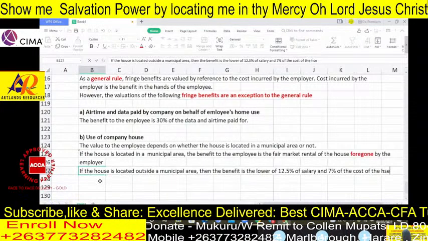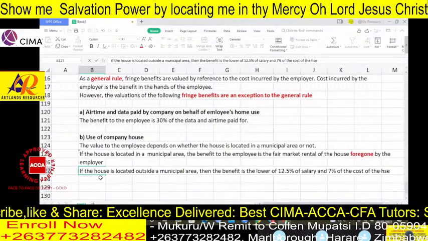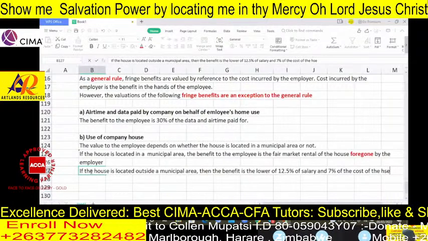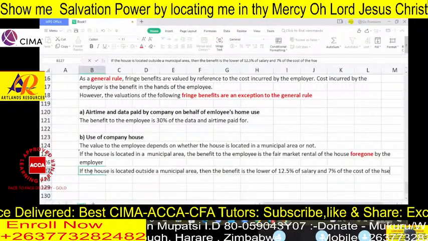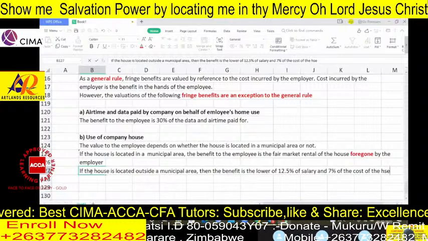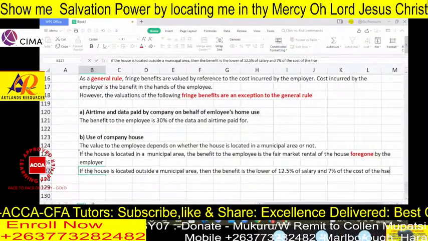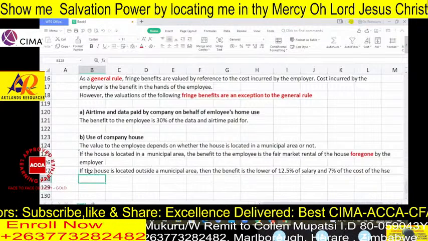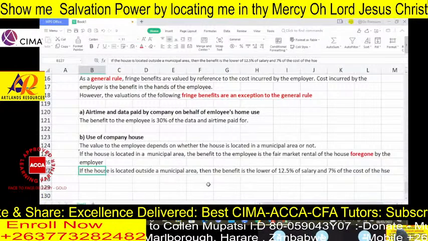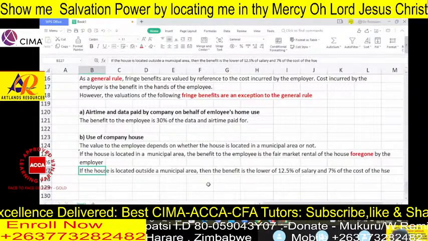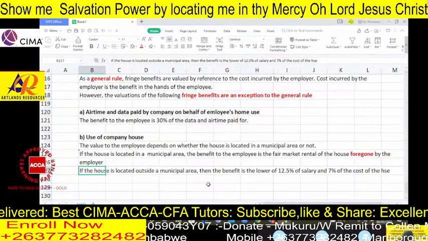You get it? Now, in Zimbabwe, outside a municipal area, like Dombo Shava, the employer constructs houses there. There are no fair market rentals for the house there. You can't say this is a fair market rental for the house. So under the circumstances, you need two sets of information. You calculate 12.5% of your salary and 7% of the cost of the house and take the lower. Take the lower of the two.